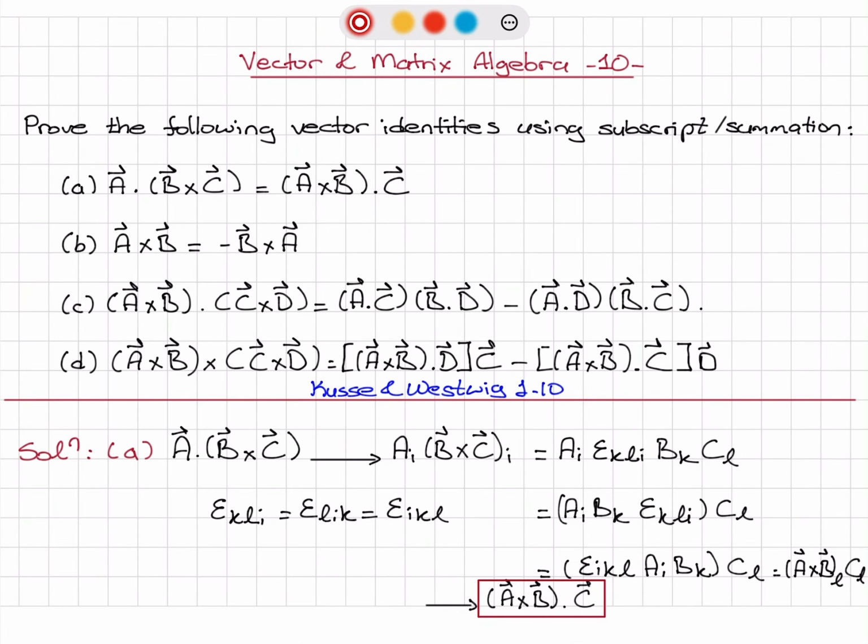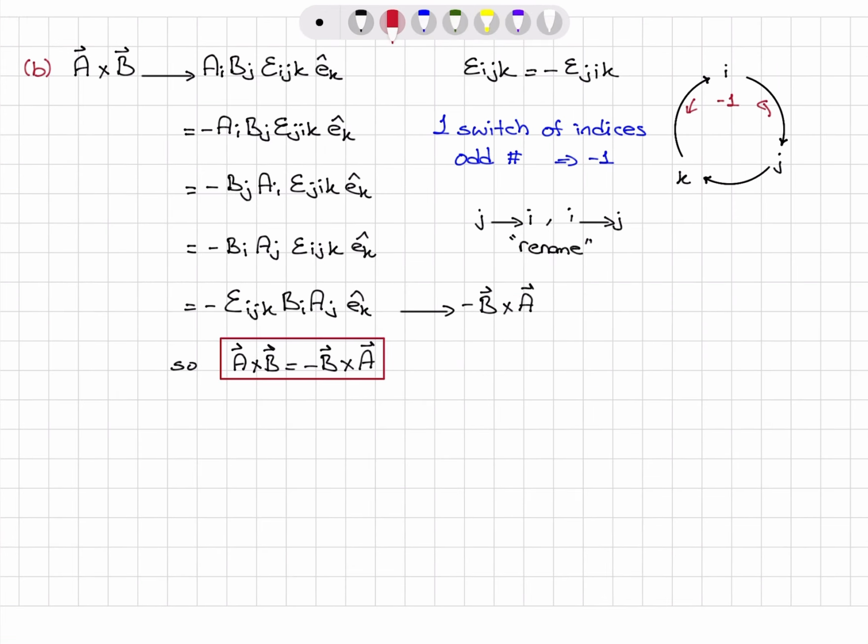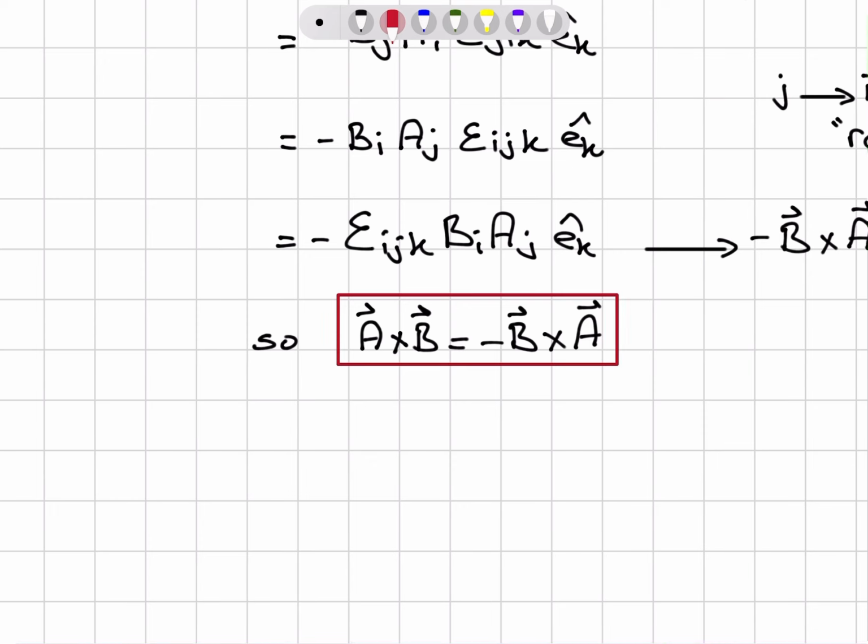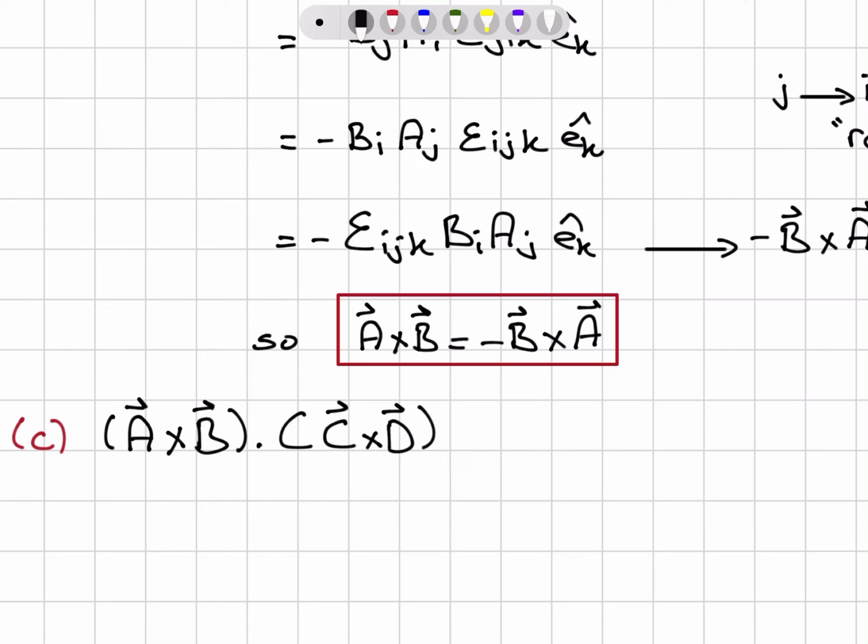Now we will continue by proving that the dot product of A cross B with C cross D is A dot C, B dot D, minus A dot D, B dot C. So that's part C of this problem. So let's write in part C the dot product of A cross B and C cross D using subscript summation notation.